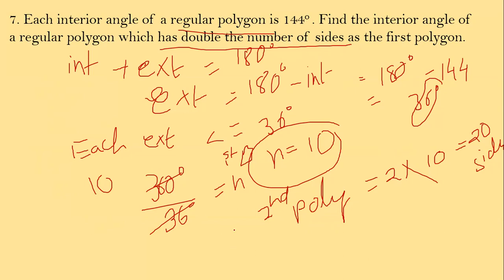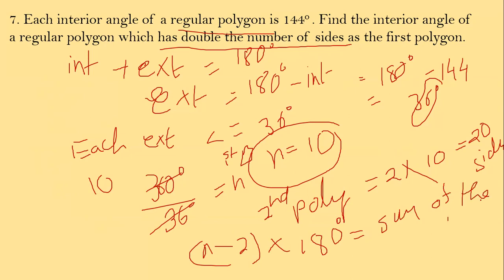Find the interior angle of the regular polygon. इसका कैसे निकालेंगे quickly? So it will again be n minus 2 into 180 degree is equals to sum of its interior angles, right? तो क्या करोगे? n minus 2 मतलब 18, 18 into 180 करने पे कितना आएगा? देख लो. Sum of the interior angles कितना आएगा हमारा? It will be coming as 3240 degree.